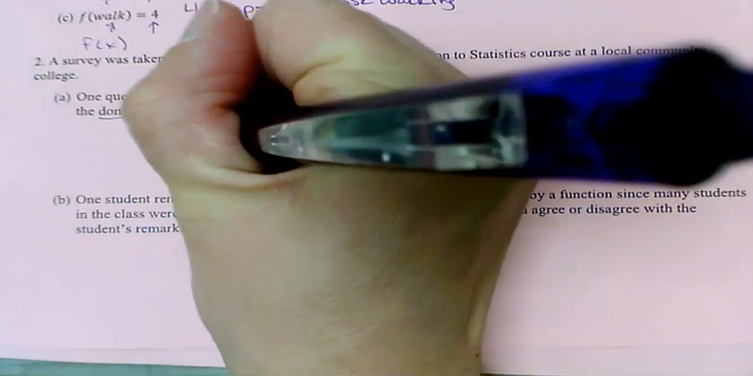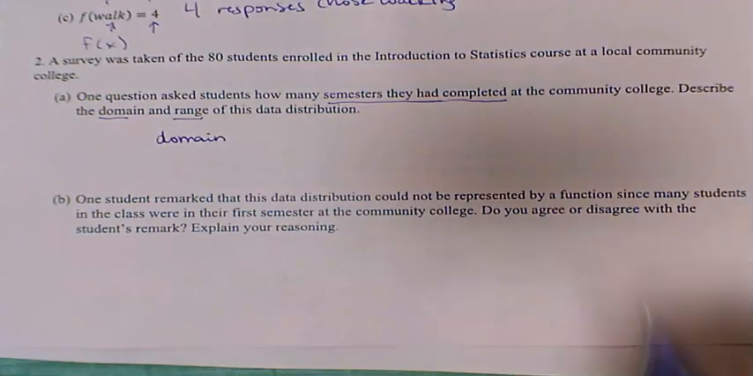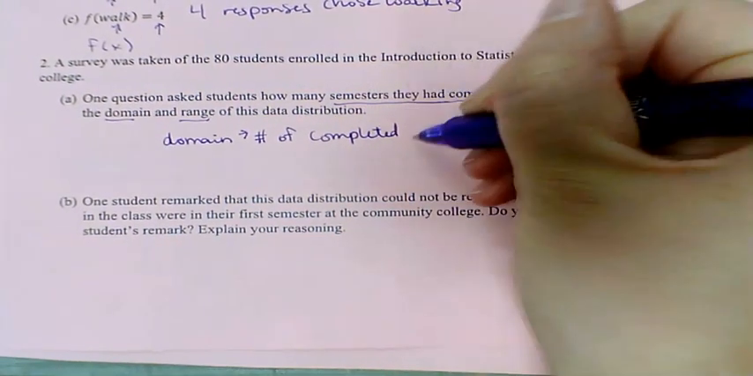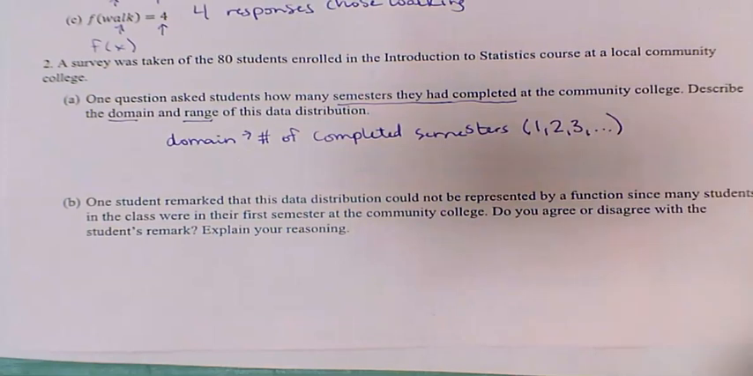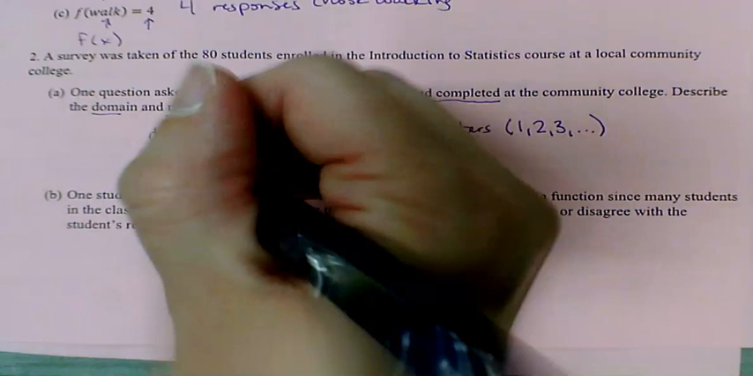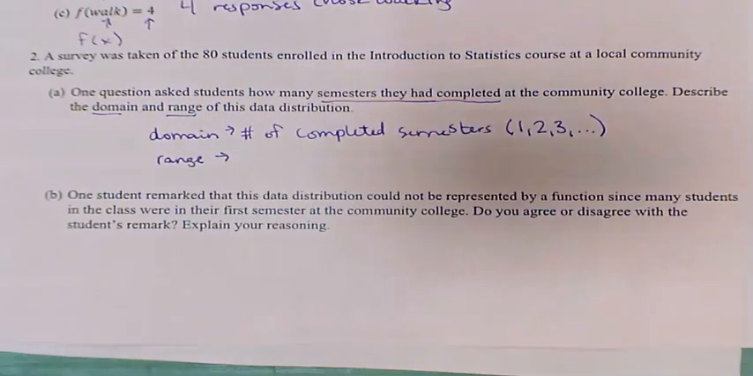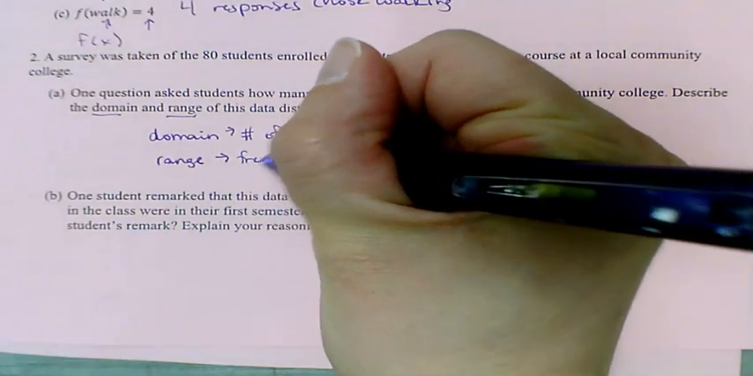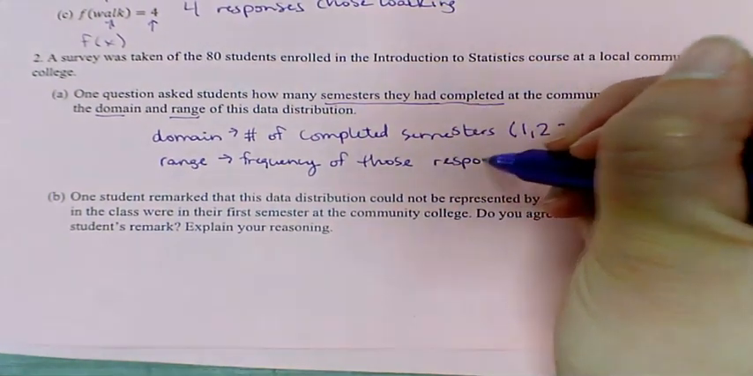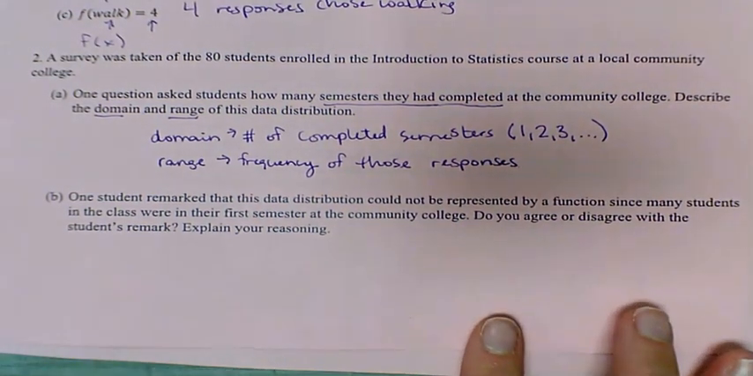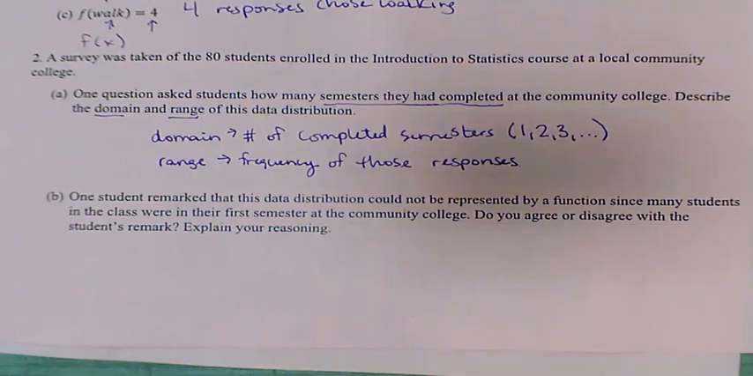So my domain may say something about the number of completed semesters. It may look something like 1, 2, 3, and so on. My range would be the frequency of those responses. So along the x-axis, I would have bars for the completed semesters, and then the range along the y-axis, I would have the frequency of those responses indicated.